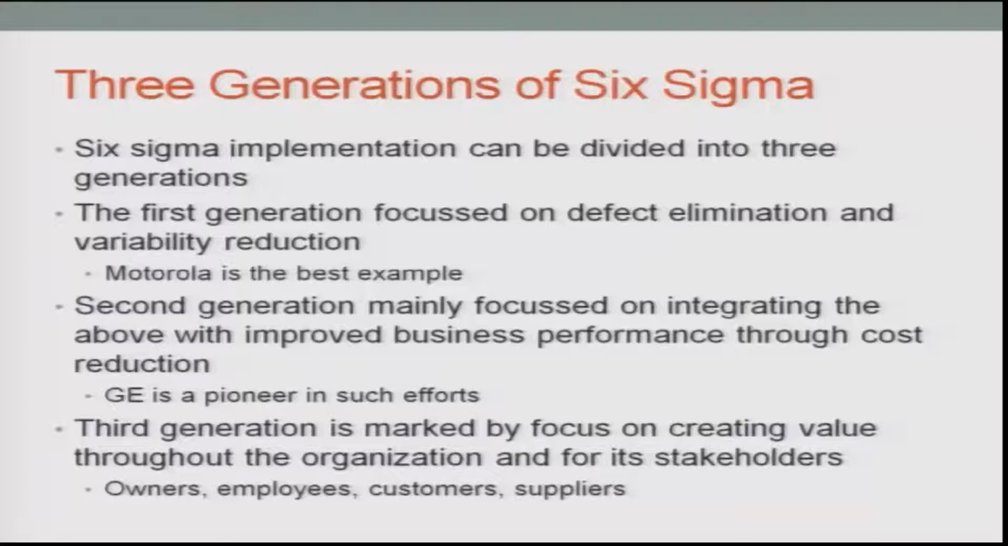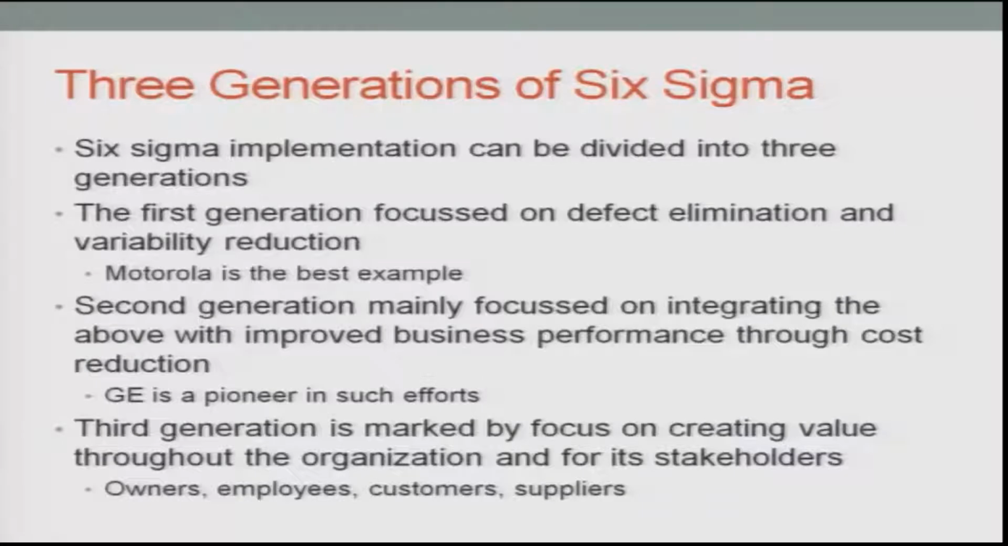So, basically first was elimination of defects and reduction of variability, then was the cost component, and a very nice example is the GE case and how they handle the cost reduction in different types of manufacturing units. Third generation is marked by focus on creating value throughout the organization and its stakeholders. Stakeholders can be the owners, the employees, the customers, the employers, whoever it is. Basically, they have some positive say in the company, because it benefits the stakeholders.